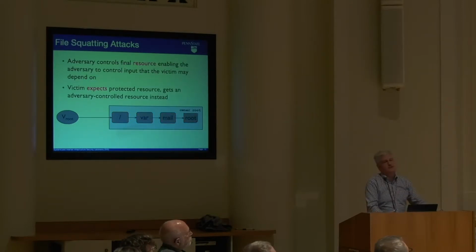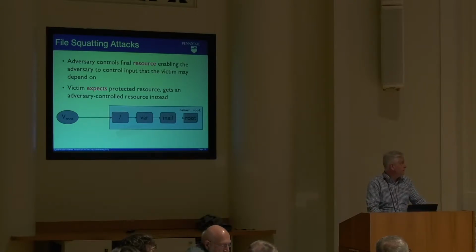Alternatively, the other case is called a file squatting attack. Again, the adversary has the ability to write to var mail, and they can create a file in advance for the victim that they control, and they could then serve adversary-controlled content through this root file instead. And so both these file squatting and these link traversal style attacks are possible.